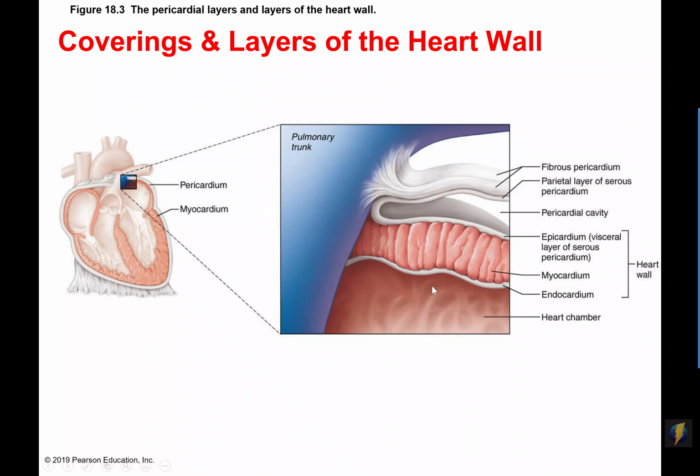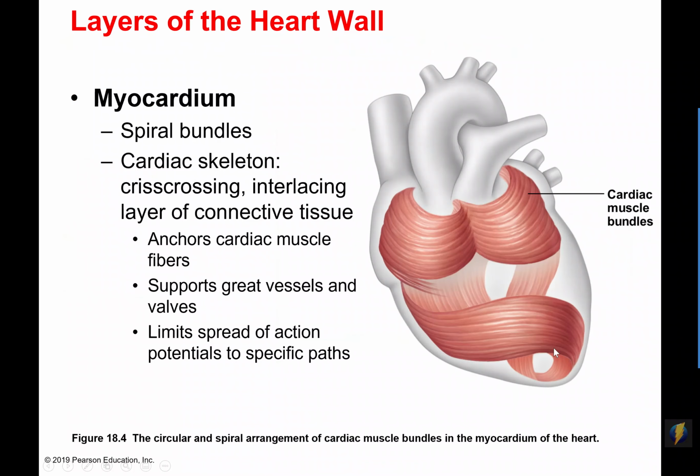Just deep to the epicardium is the myocardium, the actual heart muscle itself, and then lining the chambers of the heart is the endocardium, a much more areolar, fine connective tissue that just lines those chambers. The myocardium itself exists in the heart as these bundles of spiral cardiac muscle.